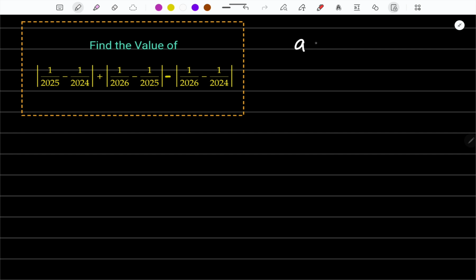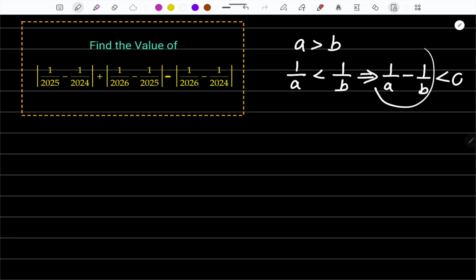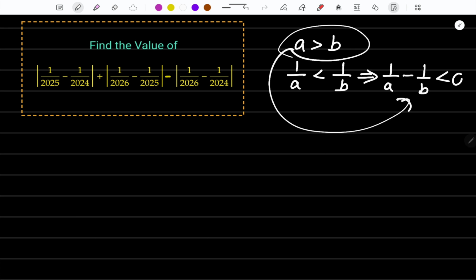Here a is greater than b. Write reciprocal on both sides. 1 by a is less than 1 by b, and 1 by b you transpose outside. You will get 1 by a minus 1 by b is less than 0. Here 1 by a minus 1 by b value is less than 0, and you observe here a is greater than b.